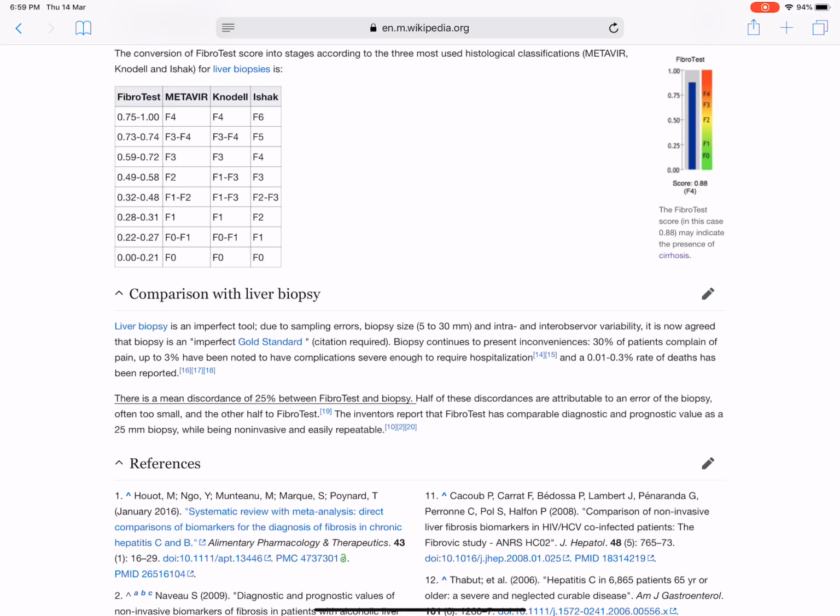There is a mean discordance between FibroTest and biopsy. Half of these discordances are attributable to an error of the biopsy, often too small, and the other half to FibroTest. The inventors report that FibroTest has comparable diagnostic and prognostic value as a biopsy, while being non-invasive and easily repeatable.